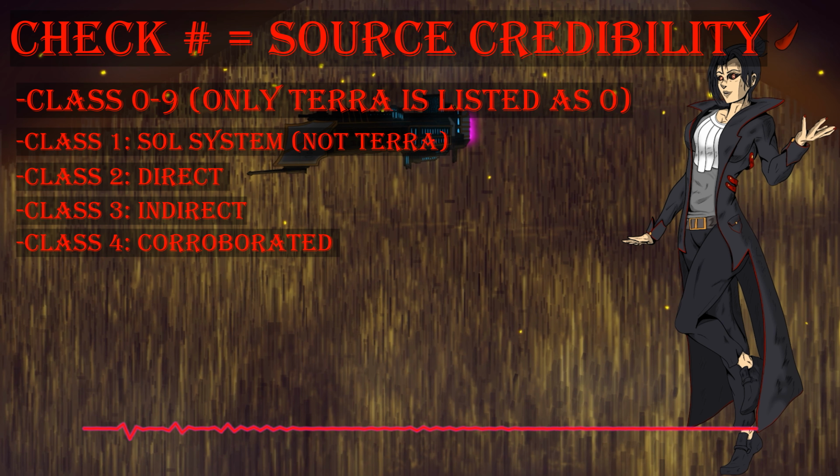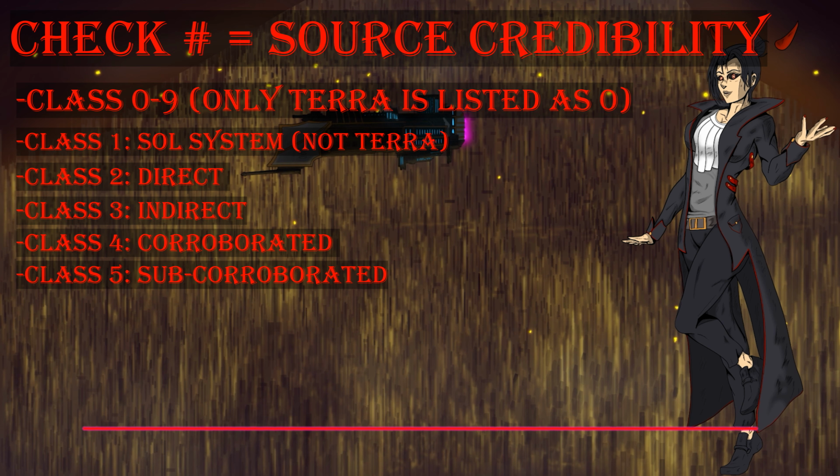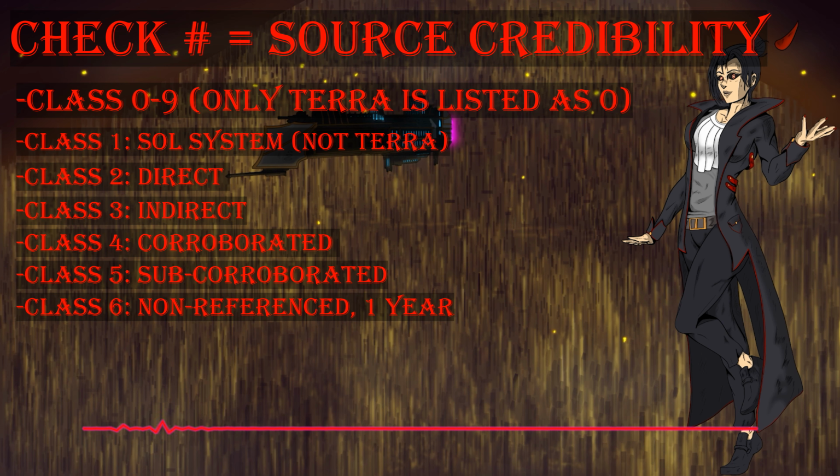Class 4, a corroborated source, talks to a class 3. Class 5, sub-corroborated, is in contact with a class 4. This is where you will start to see some noteworthy discrepancies. Class 6 is where things really start to get convoluted. It is a non-referenced 1-year source. The source of the date is not in contact with a 0 to 5 when the reference is made, but it does somewhat line up with the continuity of a class 0 to 5 source.